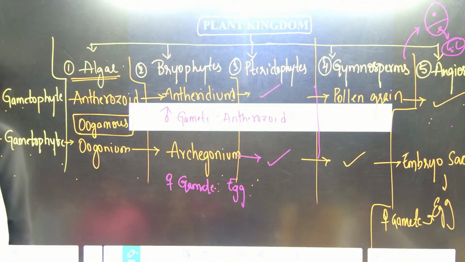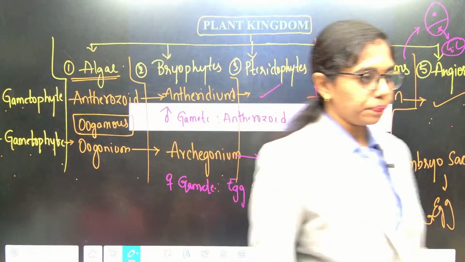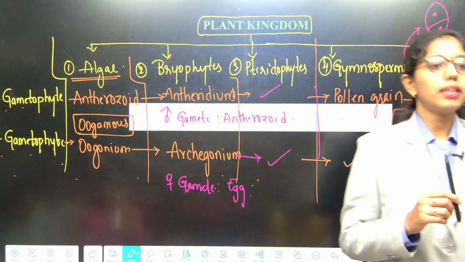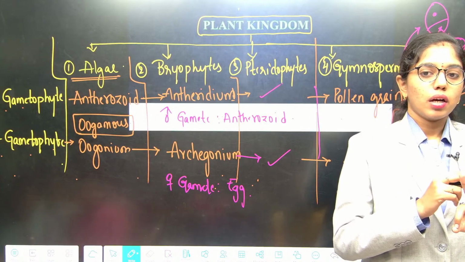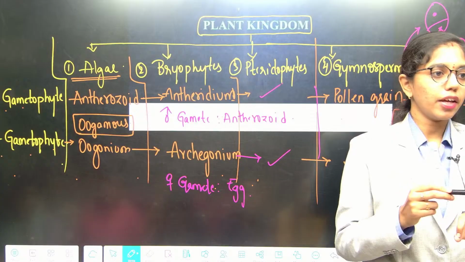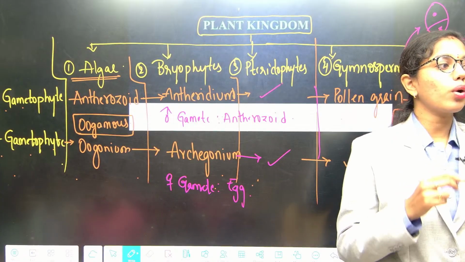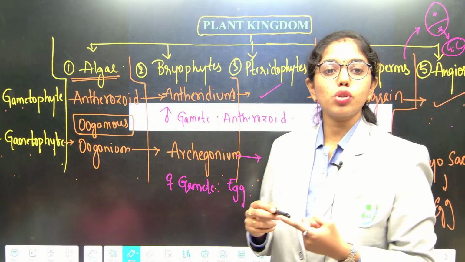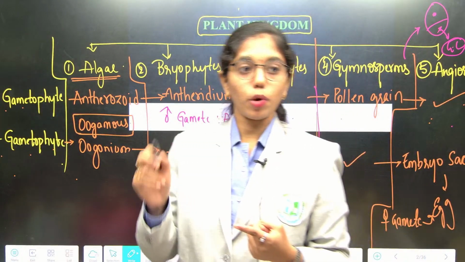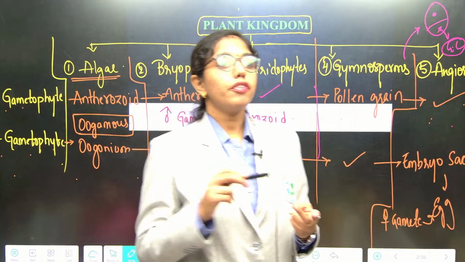Done everyone? So now a few questions from algae. In algae we have learned 3 classes. What are they? Chlorophyceae, Phaeophyceae, Rhodophyceae. What is the storage body of Chlorophyceae? Pyrenoids, they will be storing starch, besides proteins. Phaeophyceae, cell wall.